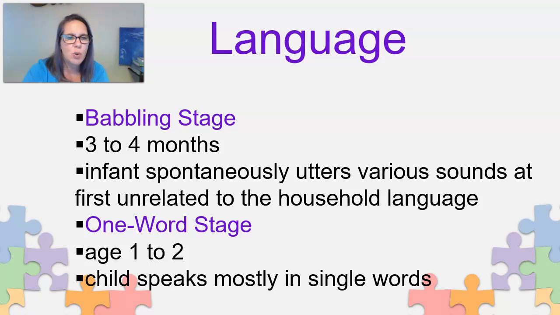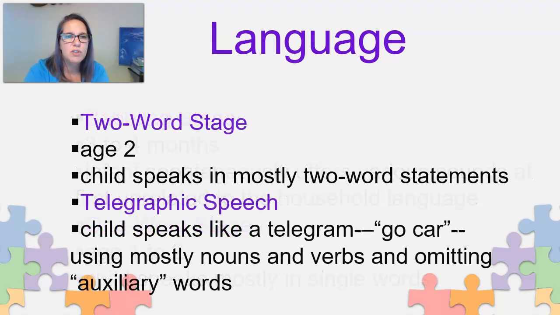It's really just noises. And then when they're around the age of 1 to 2 years old, we get to the one-word stage. And here the infant or the toddler is just speaking in single words. So usually mama, dada, want, bottle, cookie, things like that. And they're going to communicate with you just using those few single words that they know.